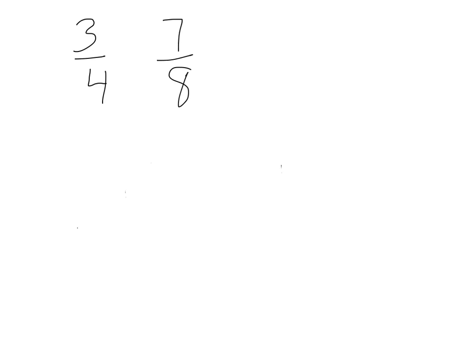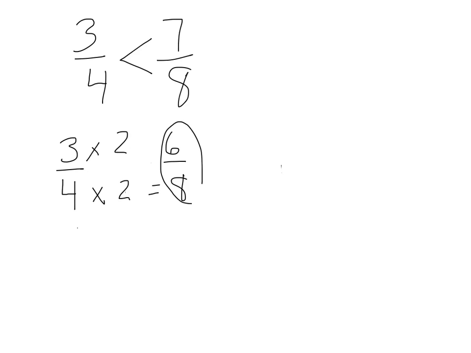So if I take 3/4, I know I can turn fourths into eighths, so I can actually do 4 times 2 equals 8, and whatever I do to the denominator I must do to the numerator, so I multiply that by 2, and that's 6/8. And I know 6/8 is smaller than 7/8, and since 6/8 is the same as 3/4, then 7/8 is greater than 3/4.